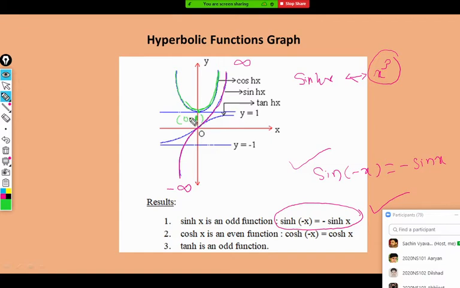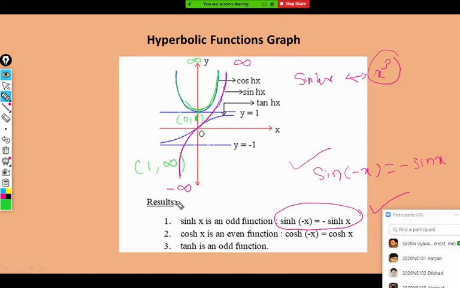It's 1. So cos hyperbolic 0 is 1. It is similar to cos 0 is 1. But the minimum value of cos hyperbolic is 1, and it goes from 1 to infinity. So cos hyperbolic never goes below 1.